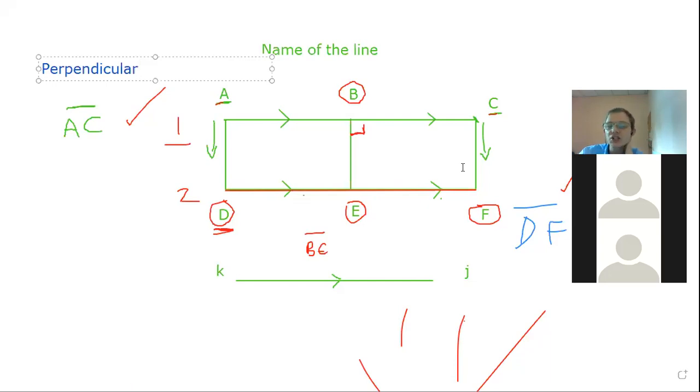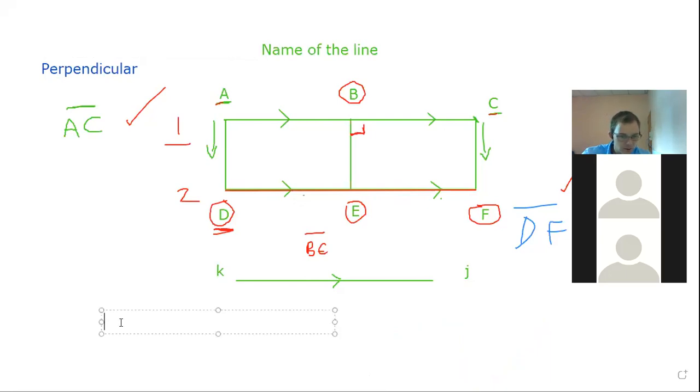So if I ask you, explain the relationship between AC and BE. I tell you, what is AC and BE? You will write something like this: AC is perpendicular to BE. AC is perpendicular to BE. Remember to put your lines on top to show that we are working with lines.